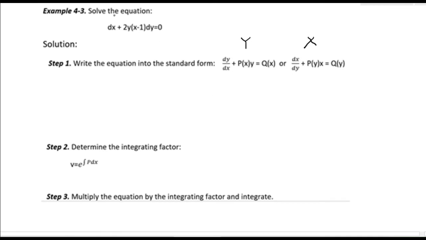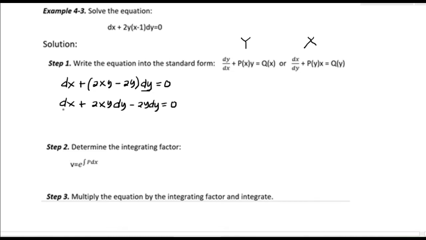We're going to expand this. So you have here dx plus (2xy minus 2y) dy equals 0. Then we expand: you have dx plus 2xy dy minus 2y dy equal to 0. You have two dy terms and you have one dx term. As I have mentioned, if you have only one dx term, then that is a linear equation in terms of variable x. So this is the standard form.